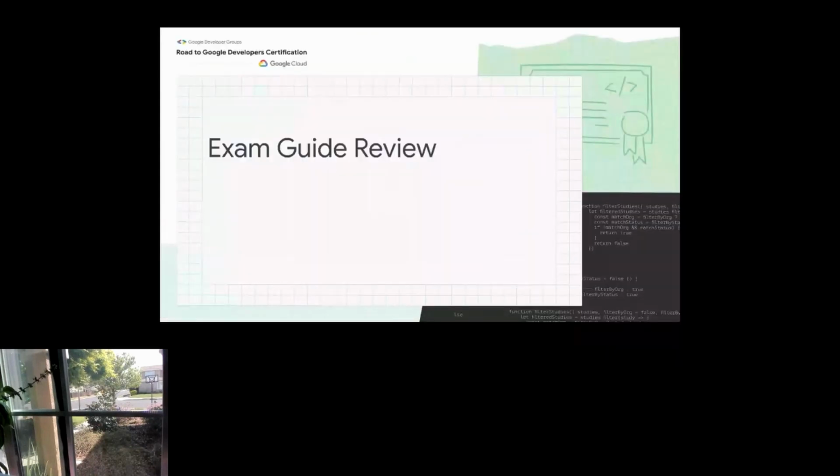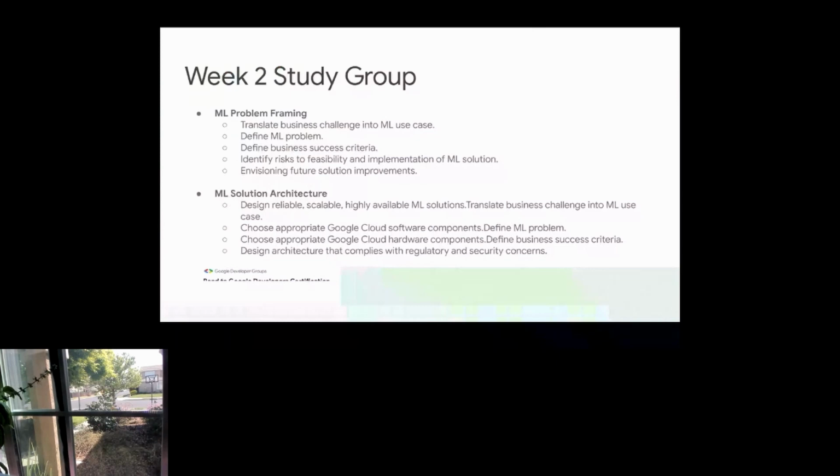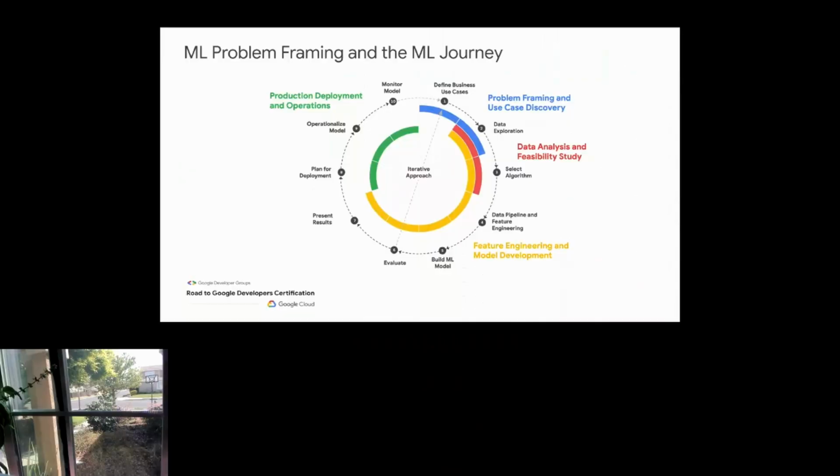Exam guide review. So this week we are going to work on ML problem framing. This is the essence of how you take a business problem. The initial part of it is the problem framing and use case discovery, which is color coded blue. This is where you feel data sitting somewhere and you know that you can make money out of it. And now you know the problem.